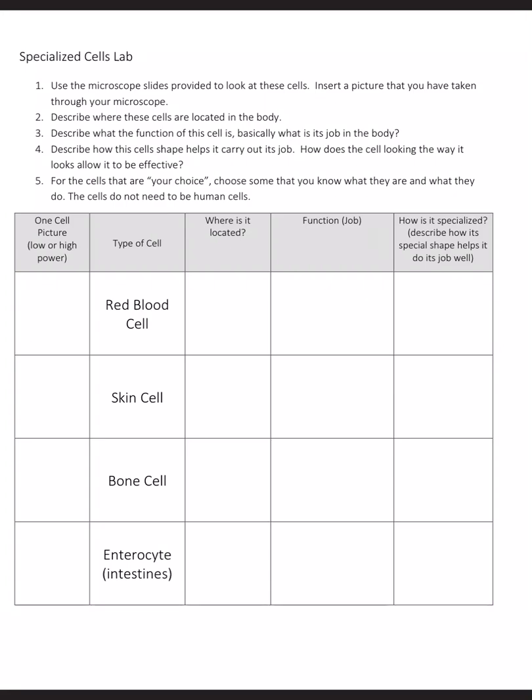Hey guys, I thought I would give you a little bit of a video of how to do this lab. I thought that might be helpful. So here's how you do it, the specialized cell lab.